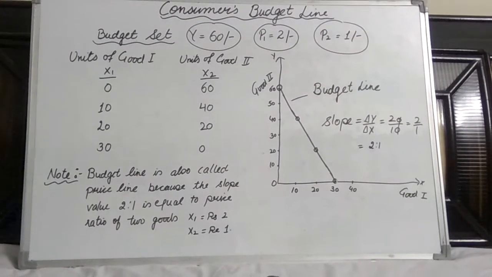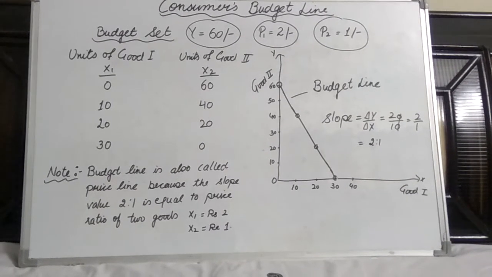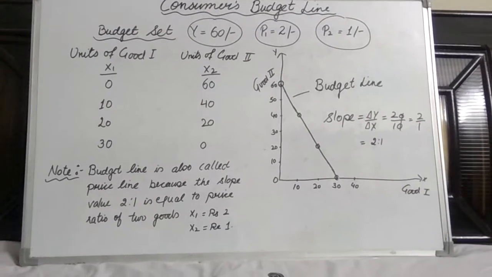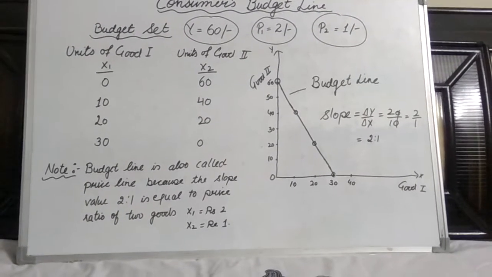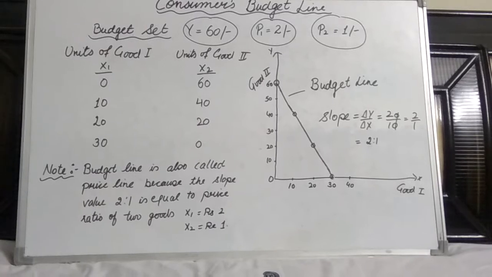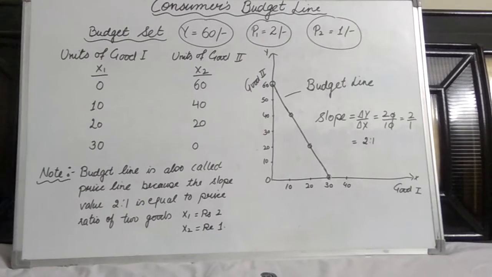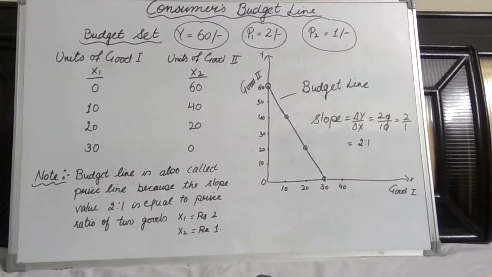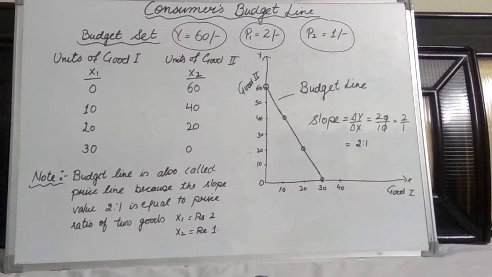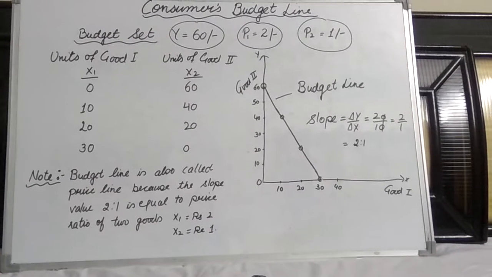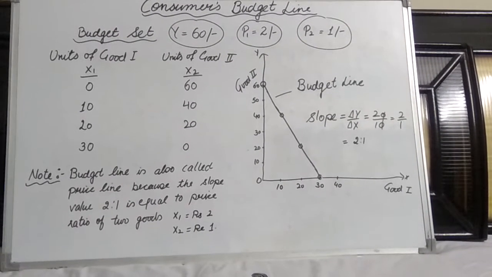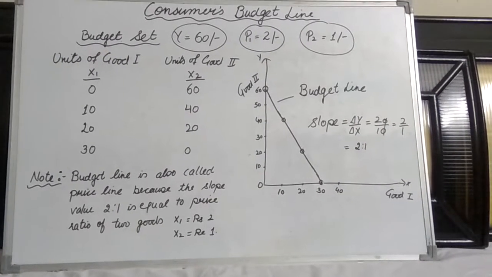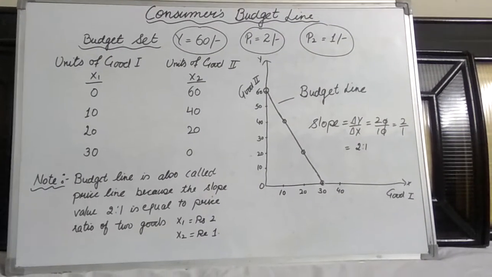So the good whose value increases, we plot that on the x-axis, and the good whose value decreases, we plot that on the y-axis. By plotting these combinations, we get a downward sloping budget line. Here I have marked these combinations on the budget line also. The very first combination is at point 60, next is 40-20, next is 20-20, and the last one is 0-30. By joining these points, we have received the budget line.